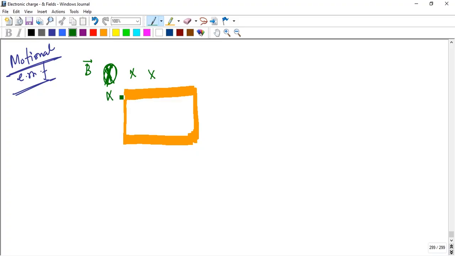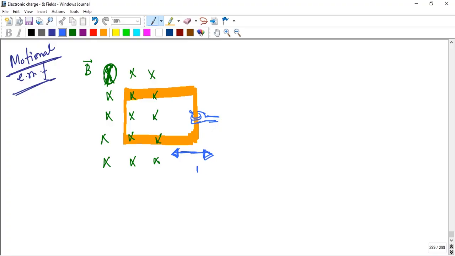Okay, and there's a magnetic field region. There's a magnetic field region, there's a coil, and you see that very carefully. Someone holds that coil and moves the coil towards the left side or right side.